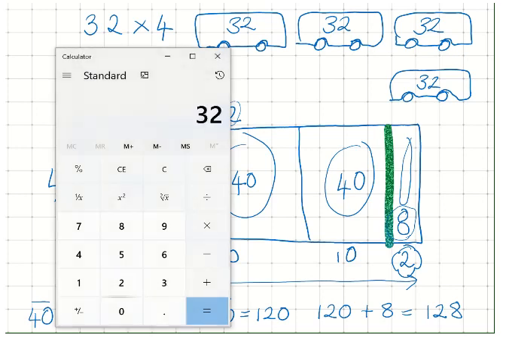Just to double check, I'm going to check it on my calculator. I'm going to do 32 multiplied by 4, and we will see that the answer is 128. That's a relief. That means we got it right.